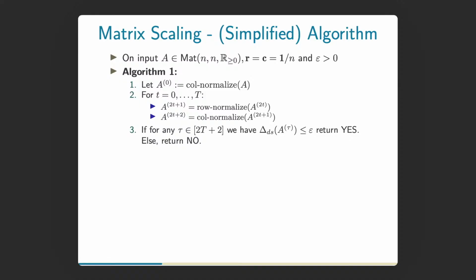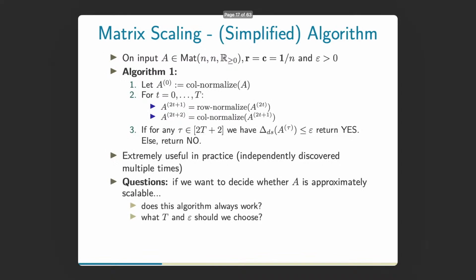Okay, sounds good? So this algorithm is cool for everybody? Pretty simple? Extremely useful in practice, again, independently discovered by a bunch of people. But what's the question? If we want to decide whether A is approximately scalable, does this algorithm always work? And if it does, what T and epsilon should we choose?